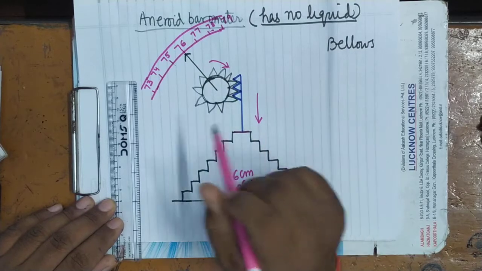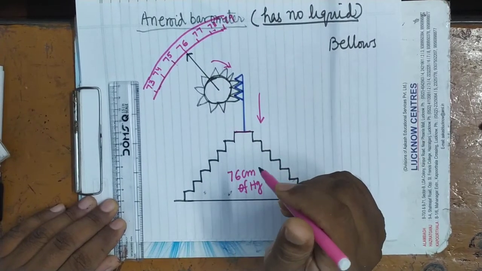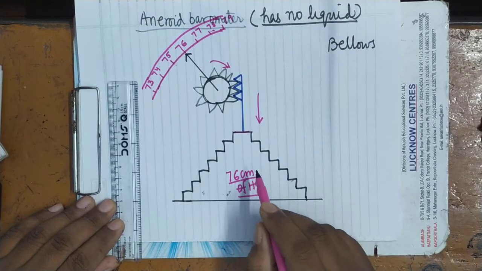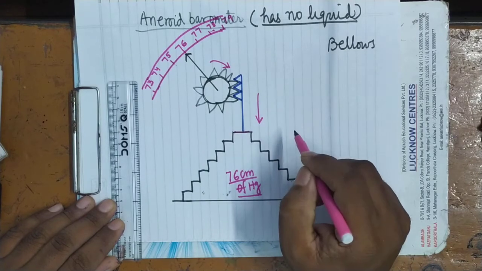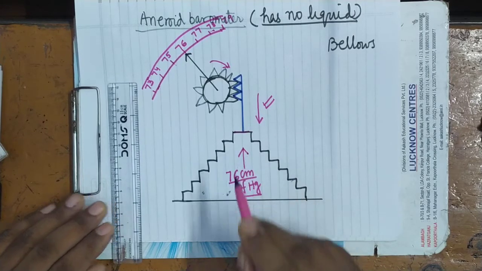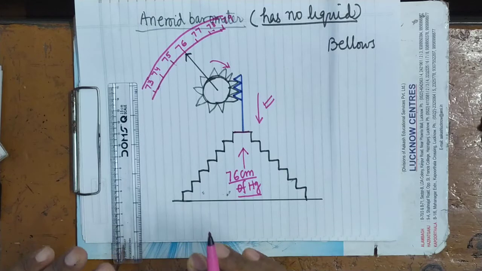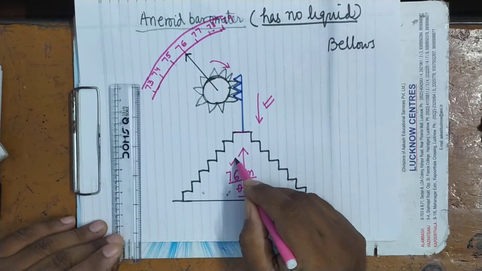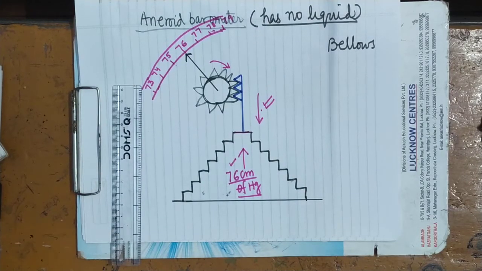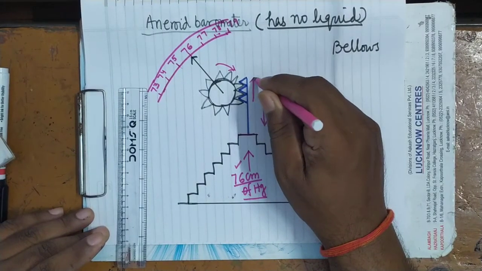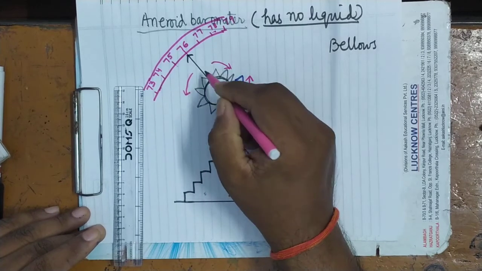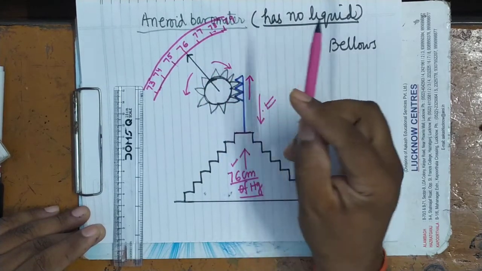Suppose when the pressure becomes less than the normal atmospheric pressure, which is 76 centimeter of mercury, for example 74, it means the outside pressure is less, and the pressure acting from inside in the outward direction is more. Therefore this box will expand. When it expands, the rod will move up, and therefore the pointer will now rotate in this direction.